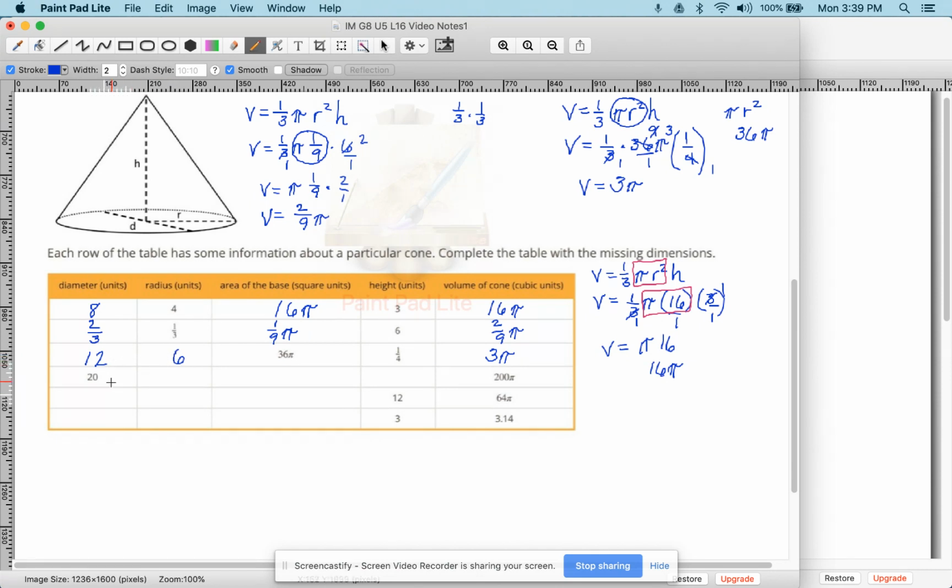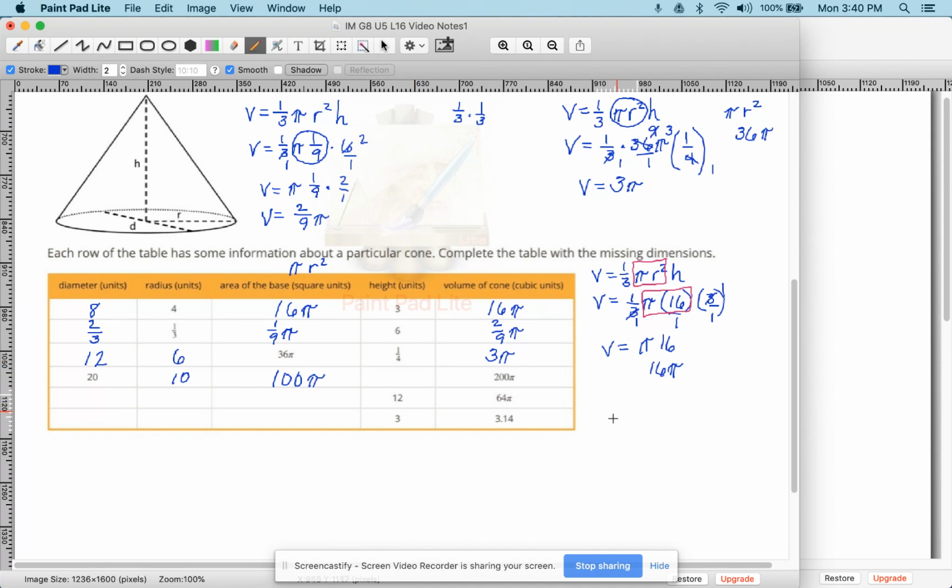Okay, in this next one, they gave us the diameter. I know the radius is half of the diameter. So if the diameter is 20, the radius is 10. They did not give us the area of the base, and they did not give us the height. But we can figure out the area of the base, because the area of the base is pi times the radius squared. And we know the radius is 10. So 10 squared is 100 times pi, and that is the area of the base. Now I just need to find the height.